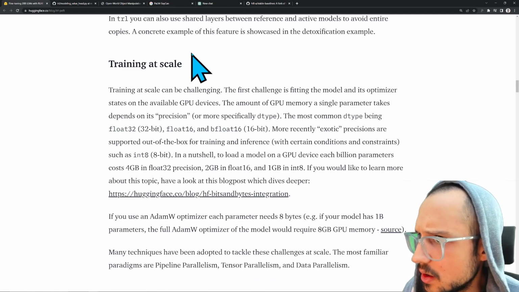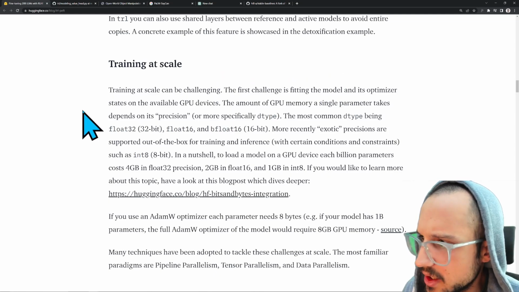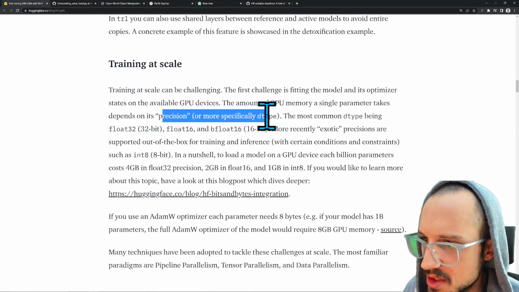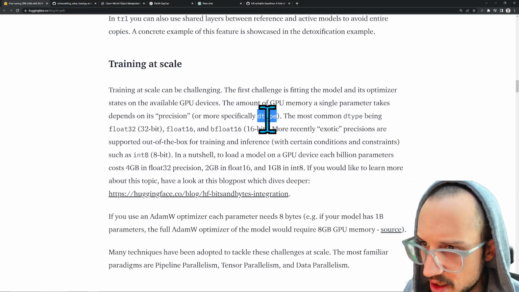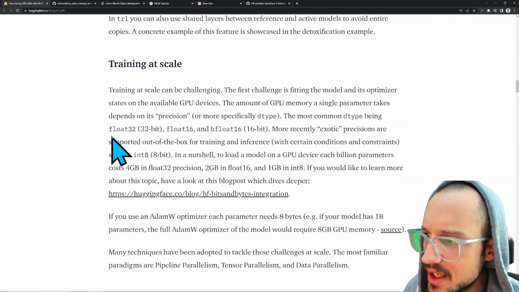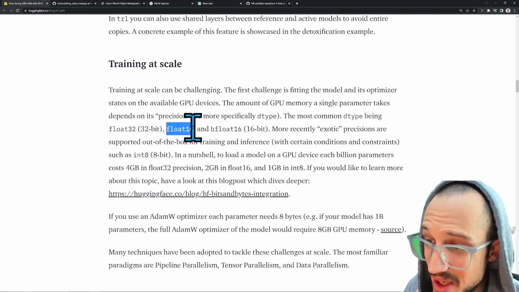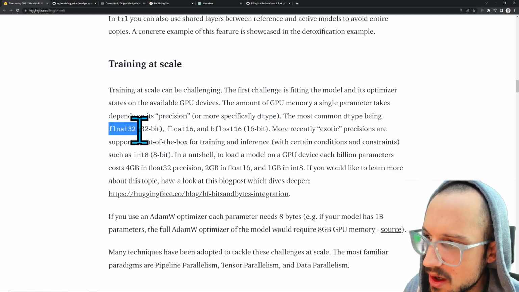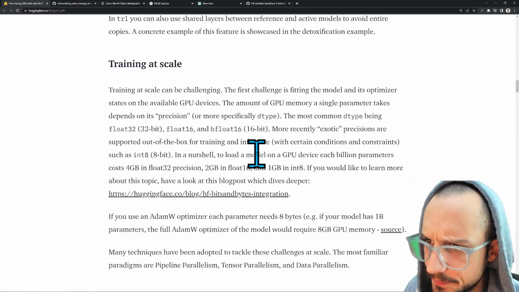Okay. Training at scale. Training at scale can be challenging. The first challenge is fitting the model and its optimizer stores on the available GPU devices. The amount of GPU memory a single parameter takes depends on its precision, or more specifically dtype. So dtype is data type. This is a programming concept. Most common being float32, right? So this is what we were talking about before. You have different amounts of bits required, right? So 32 bits required to store a float32, 16 bits required to store a float16, and so on.